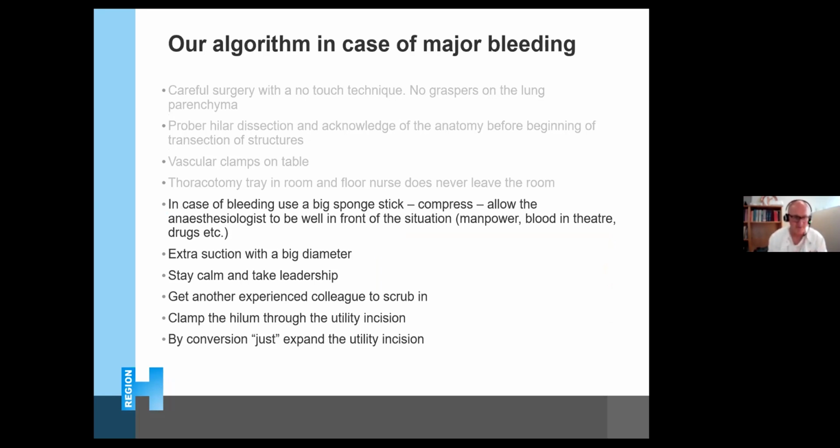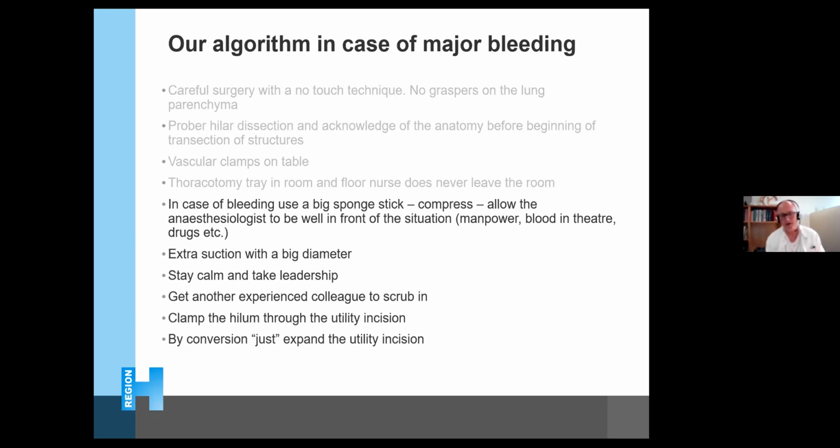And if you then have the bleeding, first of all, a sponge stick to compress, and then actually just compress for a while. Be aware of the situation of the anesthesiologists. Are they well in front of the situation? Do they need more manpower, more blood in theater? Do they need extra drugs, maybe an extra line? Give them some minutes to prepare things if you can control it with a big sponge stick. Get an extra suction with large diameter so you can really clean the cavity.